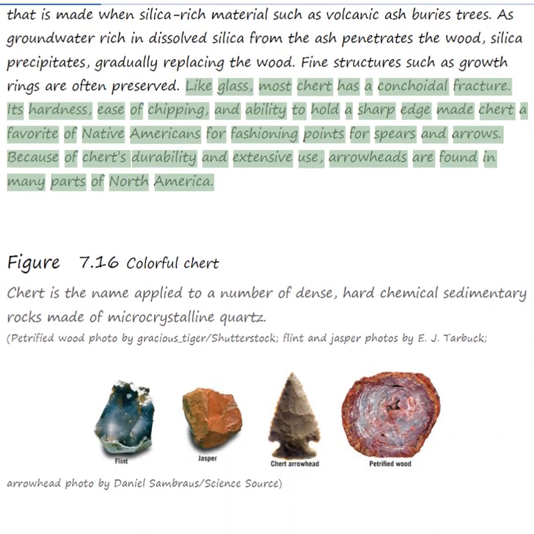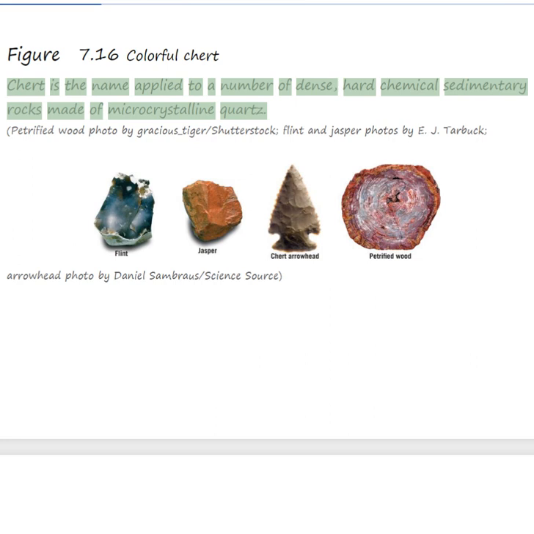Like glass, most chert has a conchoidal fracture. Its hardness, ease of chipping, and ability to hold a sharp edge made chert a favorite of Native Americans for fashioning points for spears and arrows. Because of chert's durability and extensive use, arrowheads are found in many parts of North America. Chert is the name applied to a number of dense, hard chemical sedimentary rocks made of microcrystalline quartz.